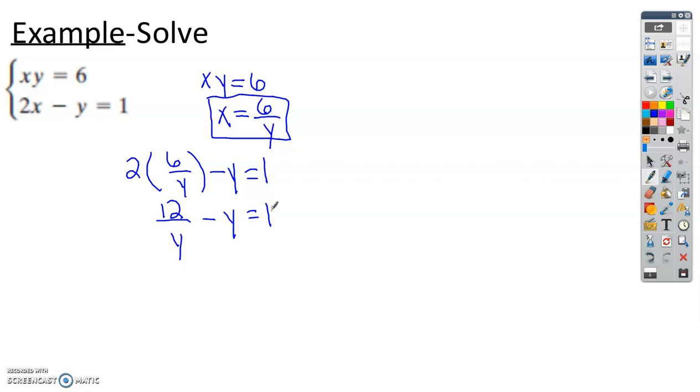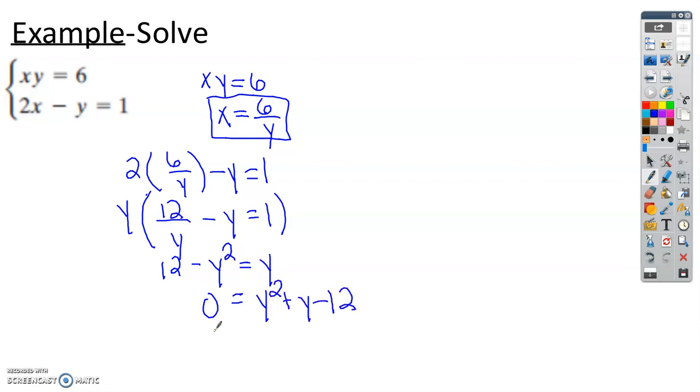So, man, Mrs. Stevens, you chose the awful way, didn't you? I would contend not really. A y is in the denominator. I don't like it. Let me multiply through. So I get 12 minus y squared equals y. Get everything to one side. 0 is y squared plus y minus 12. So that turned nice pretty fast, right? So I can factor with a plus 4 and a minus 3. So I get y is negative 4 and 3.